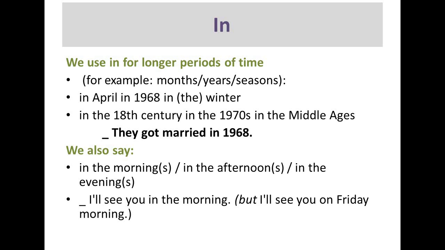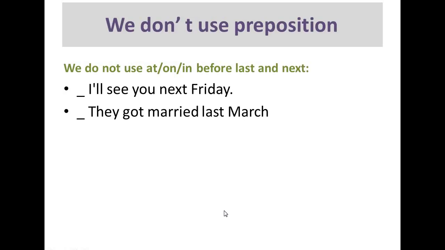There is one exception: we cannot use these prepositions if we have next and last. For example, we don't use the prepositions at, on, in before last and next. For example, I see you next Friday. We cannot say I see you next on Friday. No, it's impossible. So I see you next Friday. Or they got married last March. We cannot say they got married last in March. No, it's impossible.